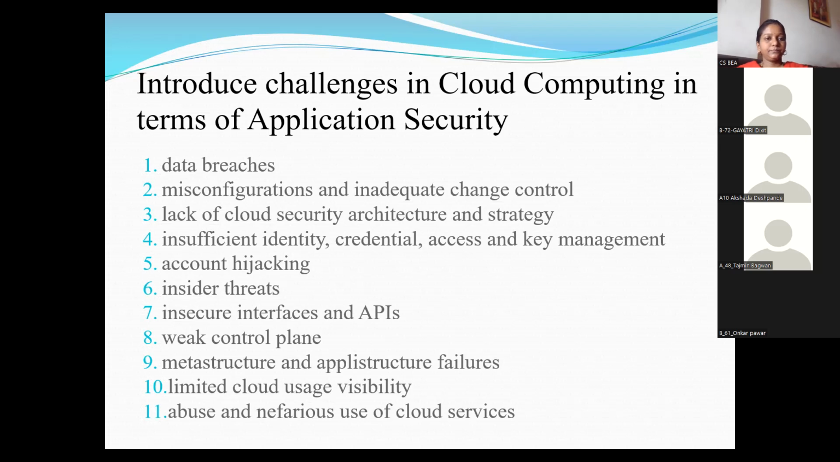Next is lack of cloud security architecture and strategy. So too many organizations jump into the cloud without the proper architecture and strategy in place. So prior to making the leap to the cloud, customers must understand the threats they are exposed to, and how to mitigate them to secure the cloud.